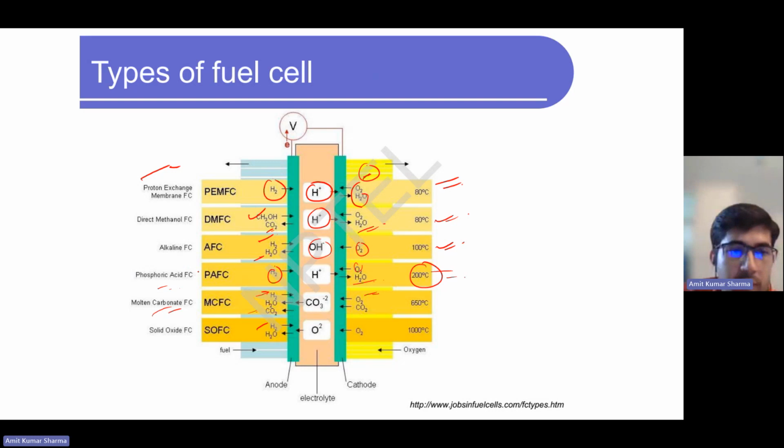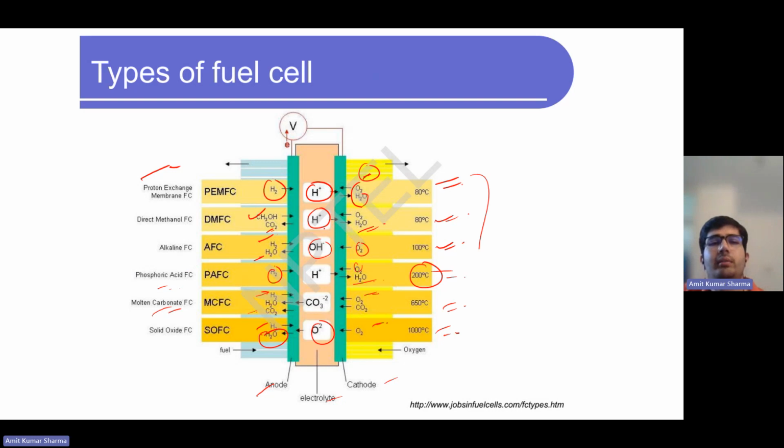SOFC: hydrogen is supplied at the anode side, and oxygen is supplied at the cathode side. Oxygen ions travel from cathode to anode, and water is generated at the anode. So this is anode, electrolyte, cathode, and the temperature is 1000 degrees centigrade. For MCFC, the temperature is about 650 degrees centigrade.